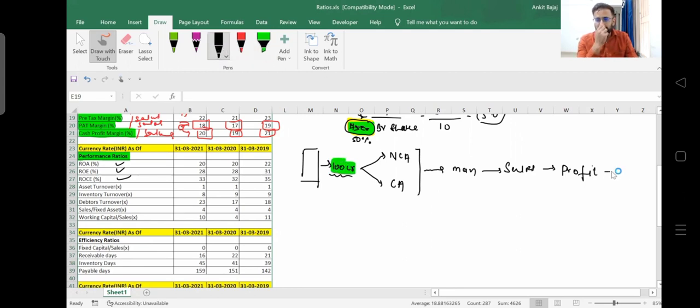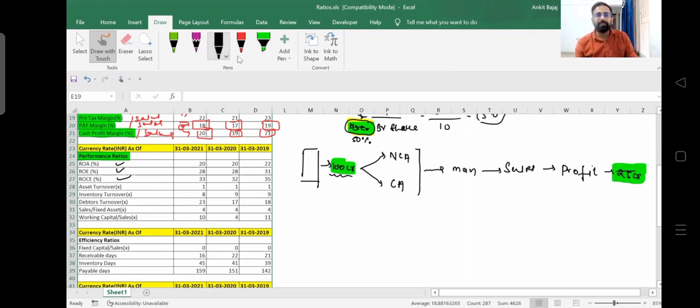Let's suppose your company is earning a profit of 25 crore rupees, right? So how much have you invested? You have invested 100 crore rupees, and from this investment you are able to generate a return of 25 crore rupees, right? So this is your return on assets, right?